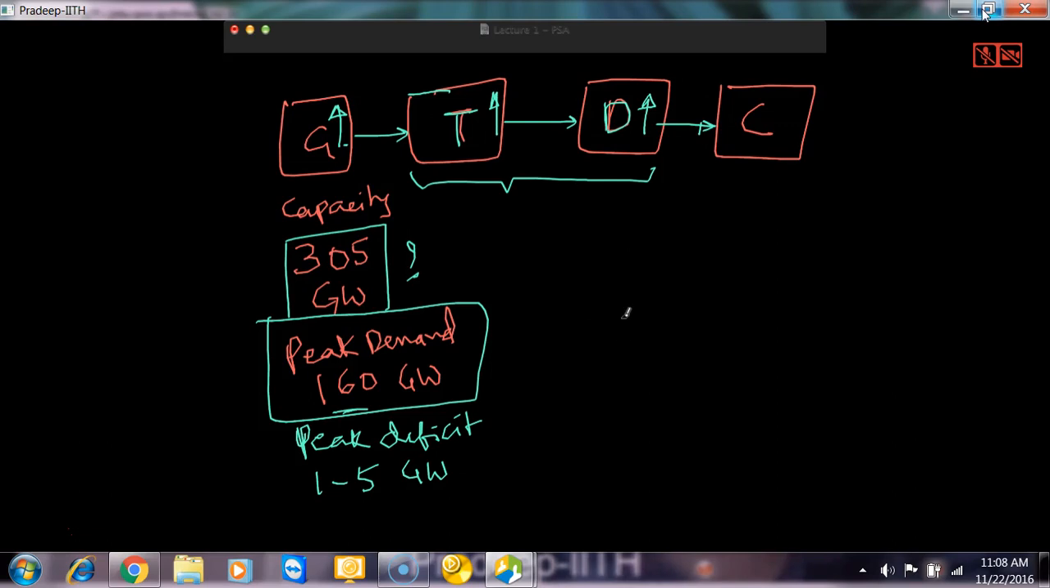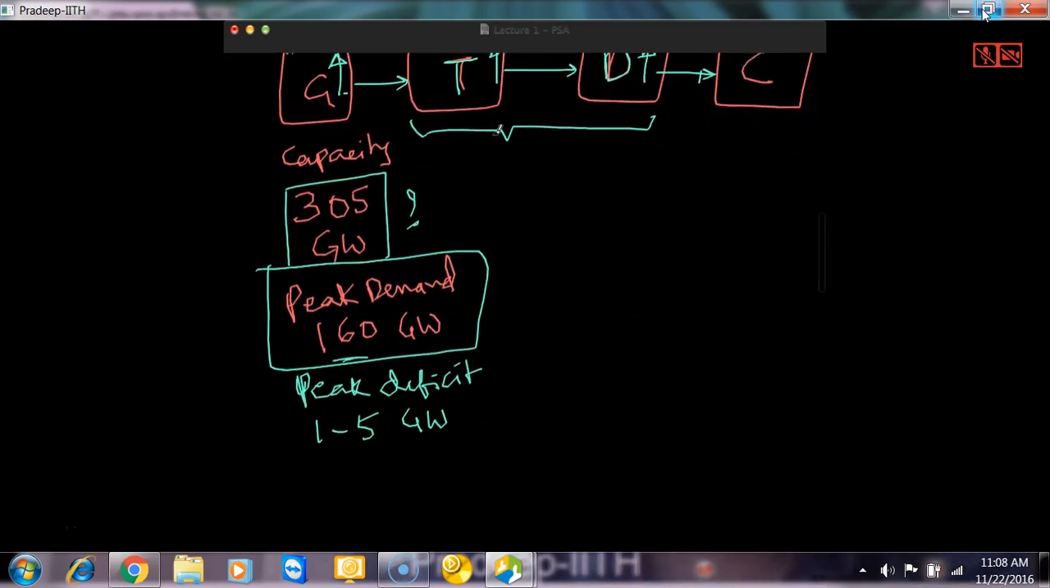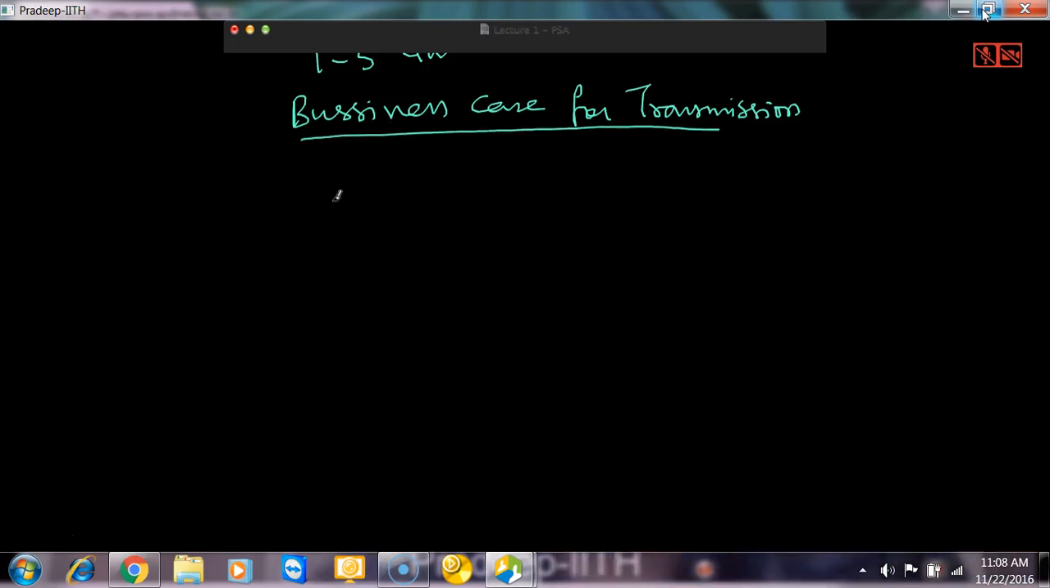Okay, so coming to transmission, let's do some kind of quick analysis. So that is the business case for transmission. So consider that there is a power transmission line. When you go out on the road, you are able to see some kind of towers like this.